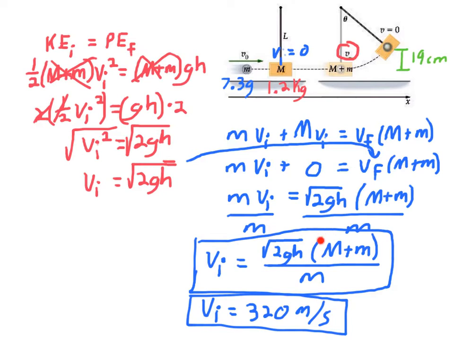I will also mention this. A lot of times, whenever you see this happening here, the little m will be neglected. It won't even be added in, because 1.2 kilograms plus 0.0073 kilograms is practically 1.2 kilograms. It's multiple orders of magnitude off. So a lot of times people will neglect the mass of the bullet altogether.